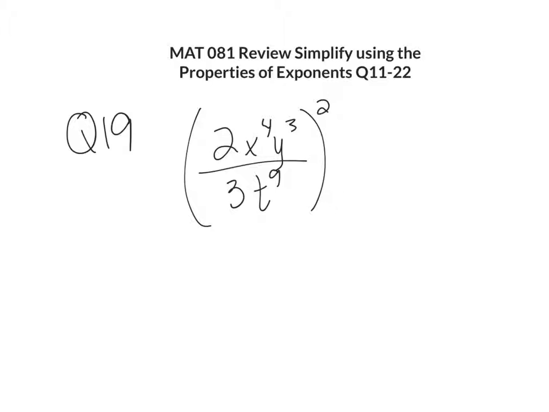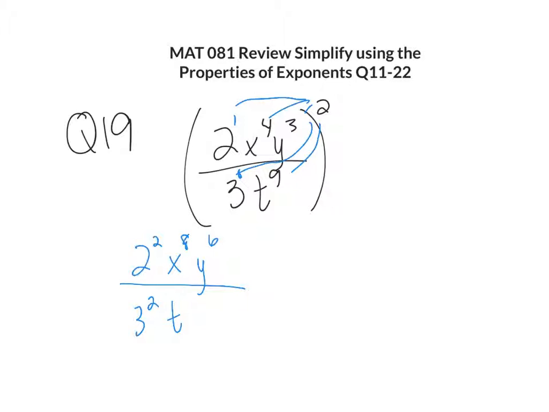It works the same way even in a fraction, so we're going to distribute everything. And you'll see each time I'm also including those coefficients. The numbers out front also get multiplied. They technically already have an exponent of 1. So we're going to distribute this to everything. So we're going to have 2 to the power 2. X to the power of 4 times 2 is 8. Y to the power of 3 times 2 is 6. 3 to the power of 2. And t to the power of 9 times 2 is 18.